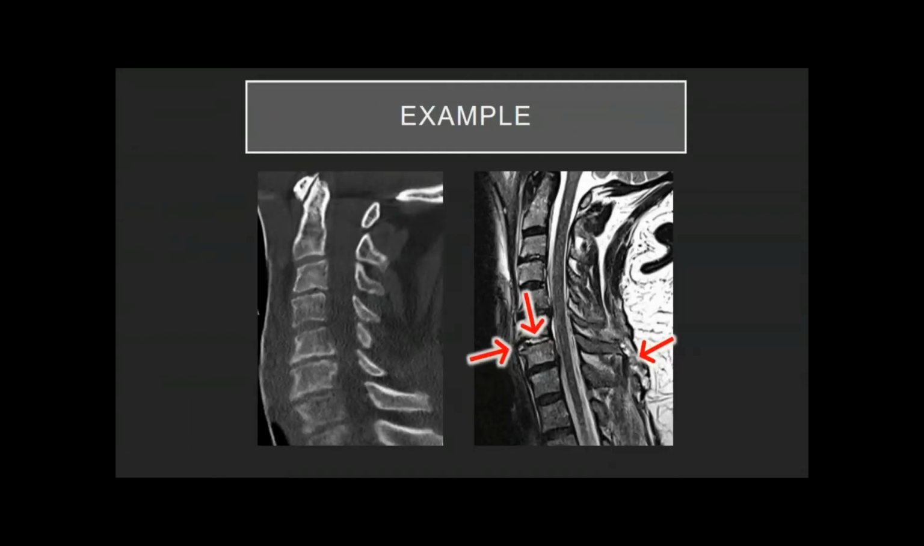Here's another example. On the CT, you're really not seeing anything all that impressive. This is a post-traumatic cervical study. But here you can see there's actually some intradiscal signal showing that there is some injury, and then you have soft tissue injury along the back here.